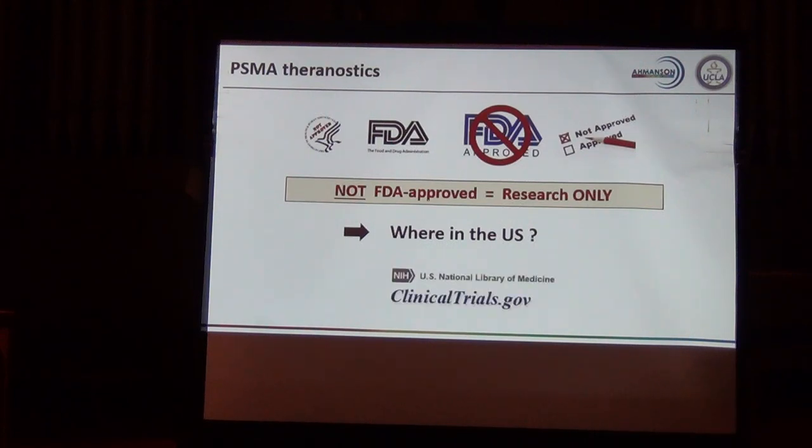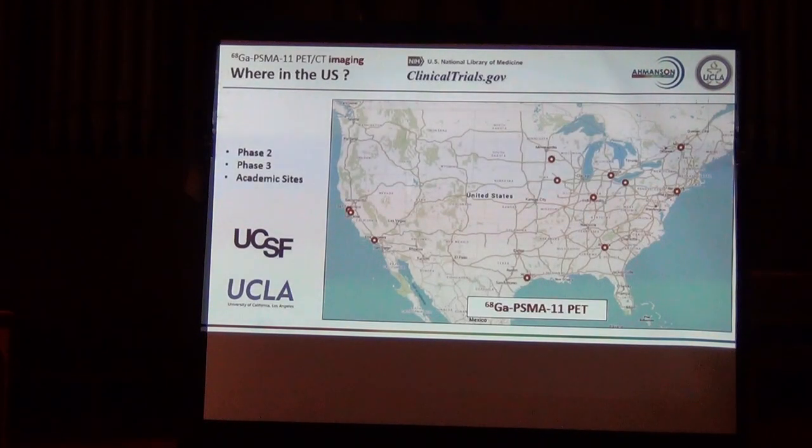So when you go, I'm sure you know the site clinicaltrial.gov that lists all the ongoing prospective clinical studies, for example, in the US. So if you look at the gallium PSMA PET imaging, where it is done, from the site I was able to pull out those locations. So you can see that UCLA is the only site in the Southern California region.